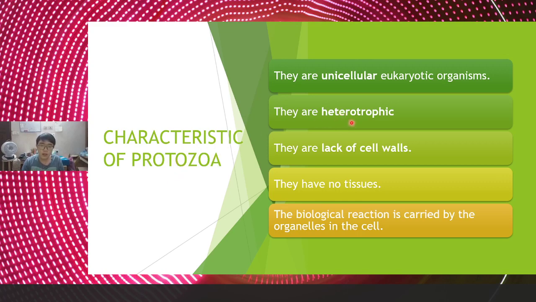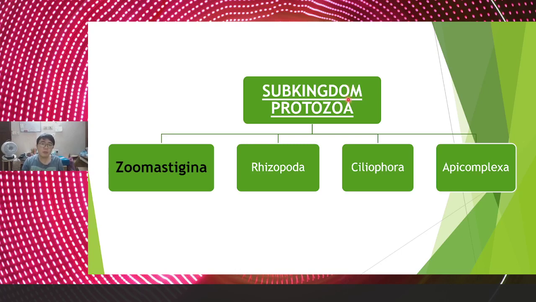They are heterotrophic, and they lack a cell wall. They normally do not have a cell wall, not like algae. Algae has a cell wall, but Protozoa do not have a cell wall, and they do not have tissue also. The biological reactions are carried out by the organelles in the cell because they are unicellular. For Subkingdom Protozoa, there are 4 phyla mentioned in the video for the Kingdom Protista, but only Zoomastigina is in the syllabus for STPM. The other three are not in the syllabus, you don't need to learn.